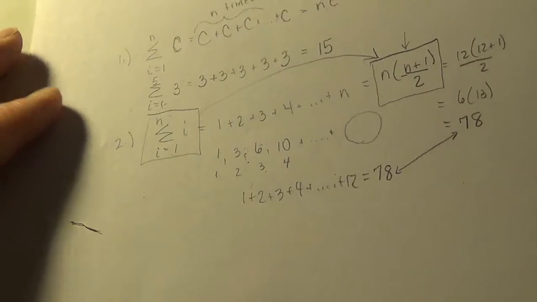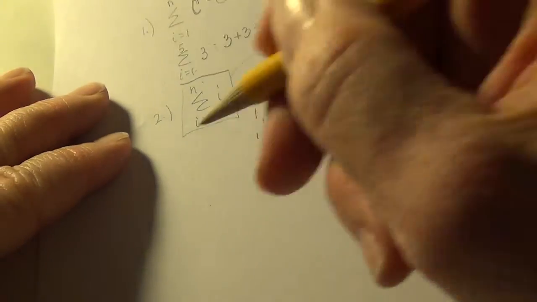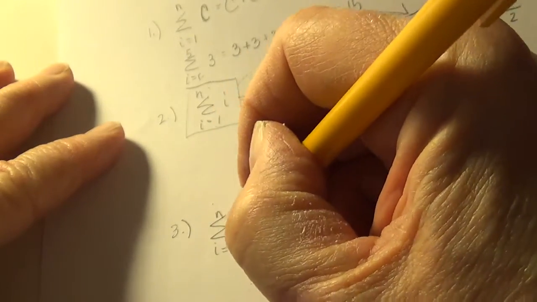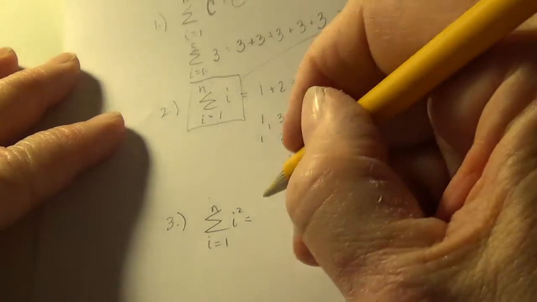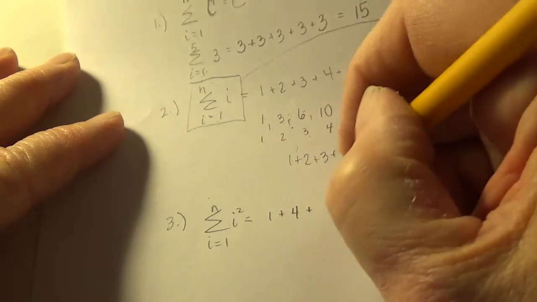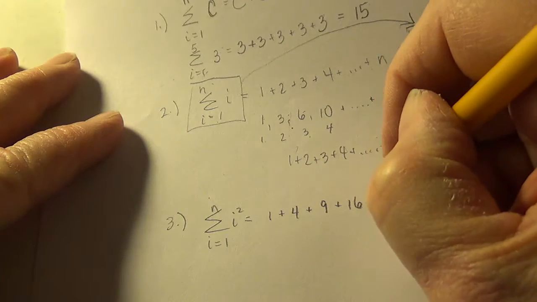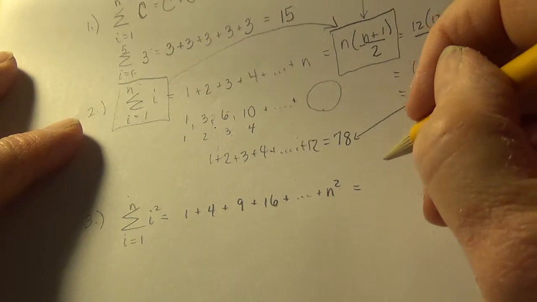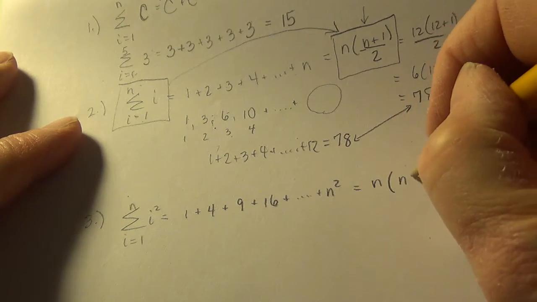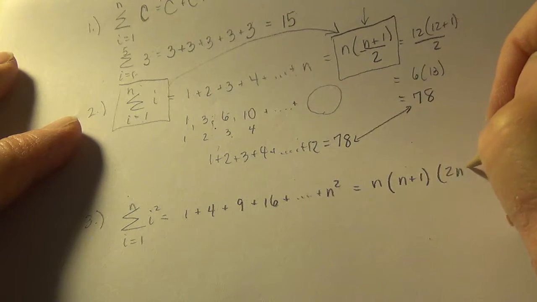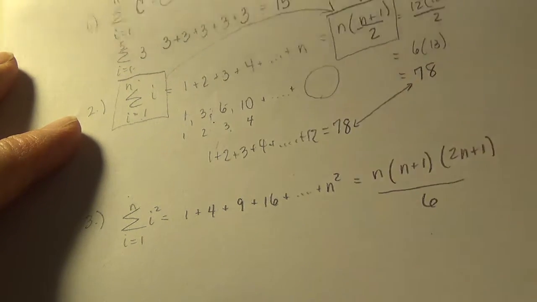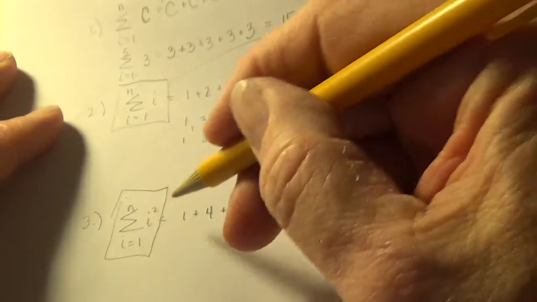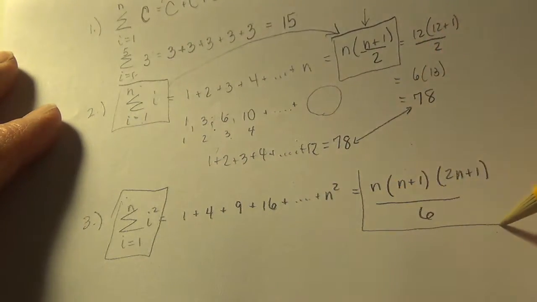I'll give you the next two with no further ado. Summation of i squared, which means we're having 1 squared plus 2 squared plus 3 squared plus 4 squared, etc., up to whatever n squared is. And someone along the line noticed this pattern: n times n plus 1 times 2n plus 1 over 6. It always works. So if we end up with a summation of a value squared, we can substitute this in for it.